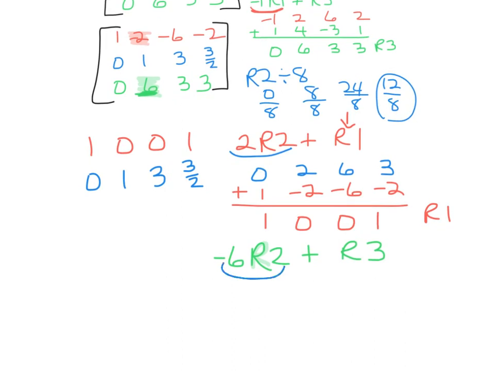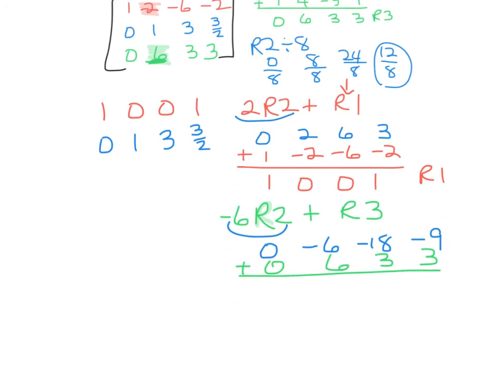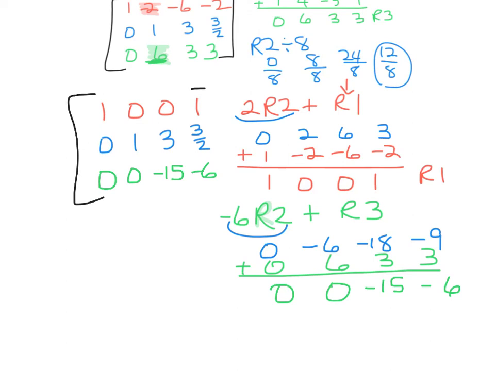So row 2, when I multiply it by -6, is going to give me 0, -6, -18, and -9. I'm adding it to row 3. And I get 0, 0, -15, and -6. This is now my new row 3. My second column is complete.